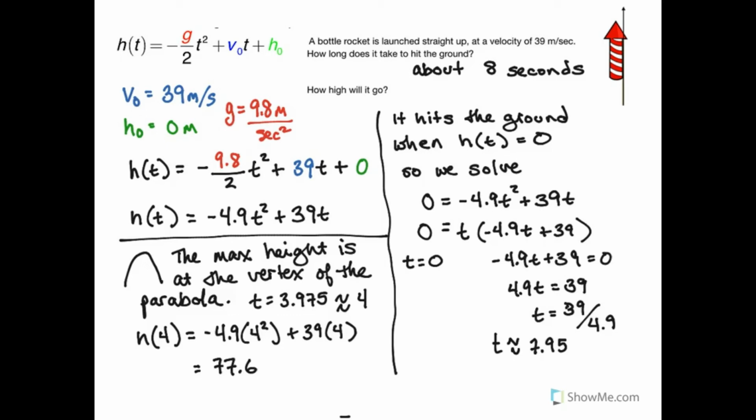77.6. Now that's a height, and it's measured in meters. That's the highest the rocket will go. It will go up 77.6 meters and come straight back down.